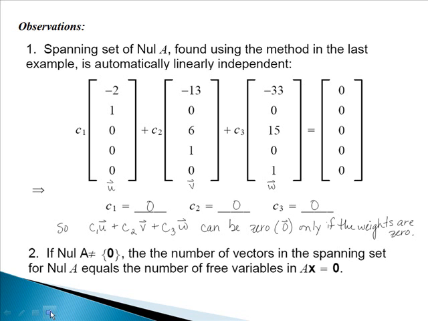And then number two, if the null space of A is not equal to the 0 vector, or when the null space of A contains non-zero vectors, then the number of vectors in the spanning set for the null space of A equals the number of free variables in Ax equals 0.